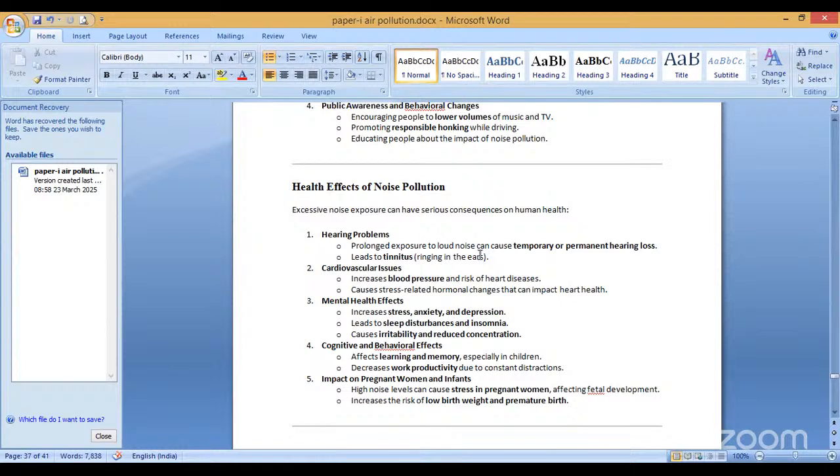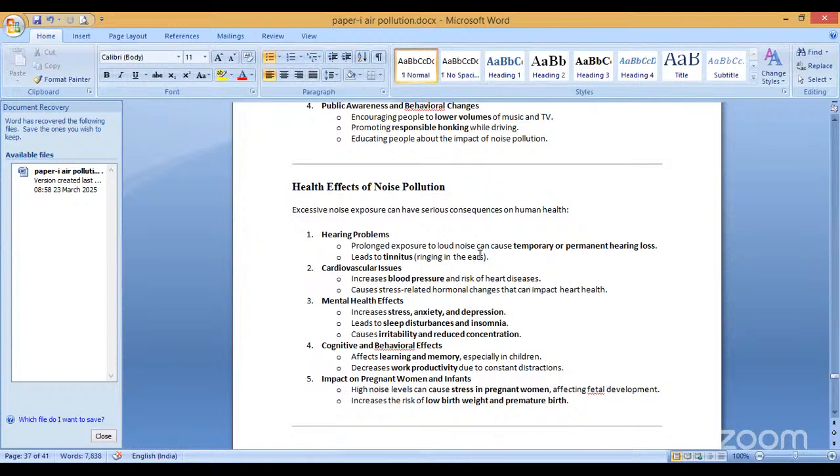Cardiovascular disease issues: increasing the blood pressure and the risk of heart diseases, and causing stress-related hormonal changes that can impact heart health. The next one is the mental health effects. It increases stress, anxiety, and depression. It leads to sleep disturbances and insomnia, causes irritability and reduced concentration, cognitive and behavioral effects, effects on learning and memory, especially in children, decreasing work productivity due to constant distraction.